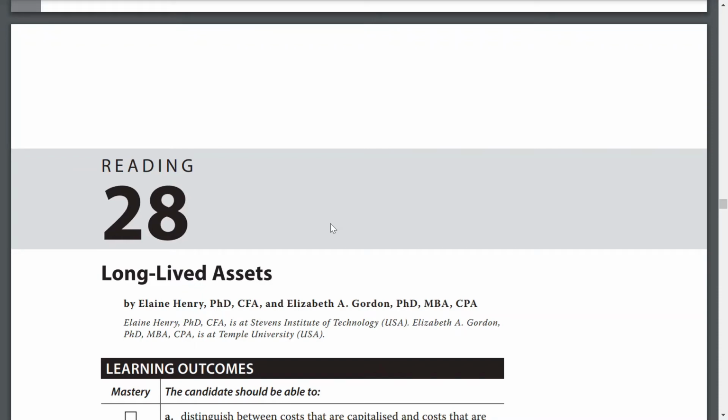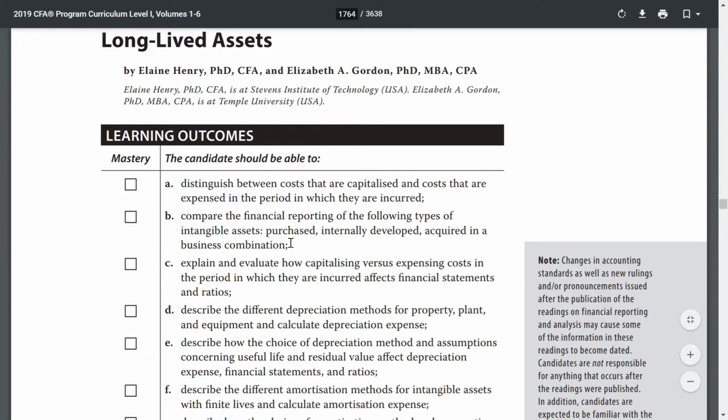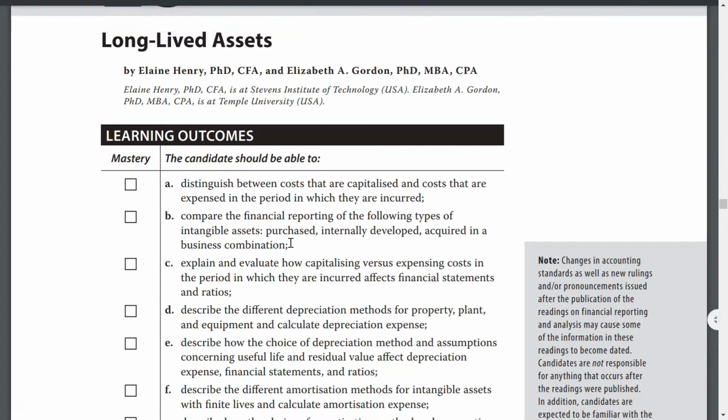Reading 28, Long-Lived Assets. Learning outcomes. The candidate should be able to distinguish between costs that are capitalized and costs that are expensed in the period in which they are incurred. Compare the financial reporting of the following types of intangible assets: purchased, internally developed, and acquired in business combinations.